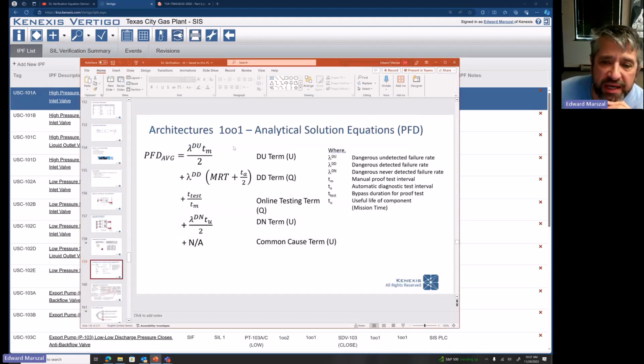All right. So here are the equations, and I'm not going to go into full screen mode yet because I'm going to jump around. But these are the equations that are pretty much exactly the same as the equations you see in the ISA EC50 training class. And for the 1 out of 1 voting arrangement, there's the DU term, the DD term, the online testing term, the never detected term, and then the common cause term. We use different variables, but they should match.